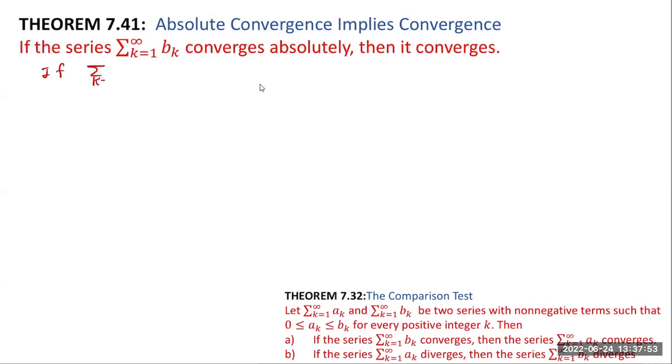That means we need to show that if the series k goes from 1 to infinity of the absolute value of bk converges, and that's what we mean by absolutely convergent, this series has to converge. If this converges, then the original series has to be convergent.